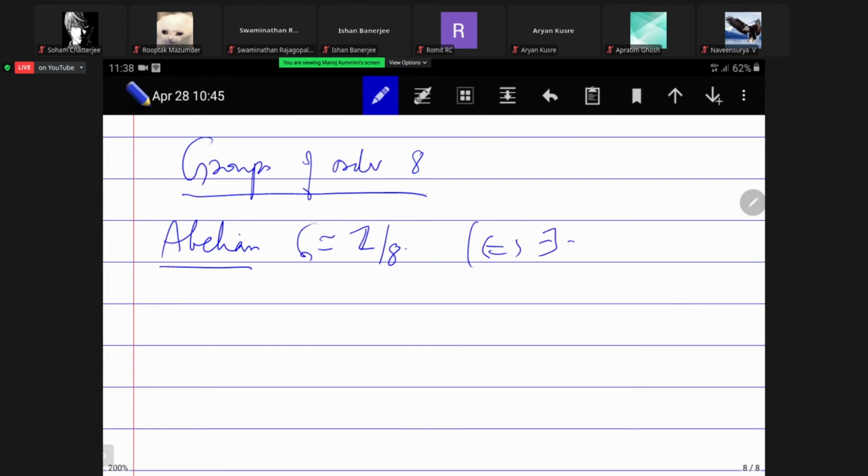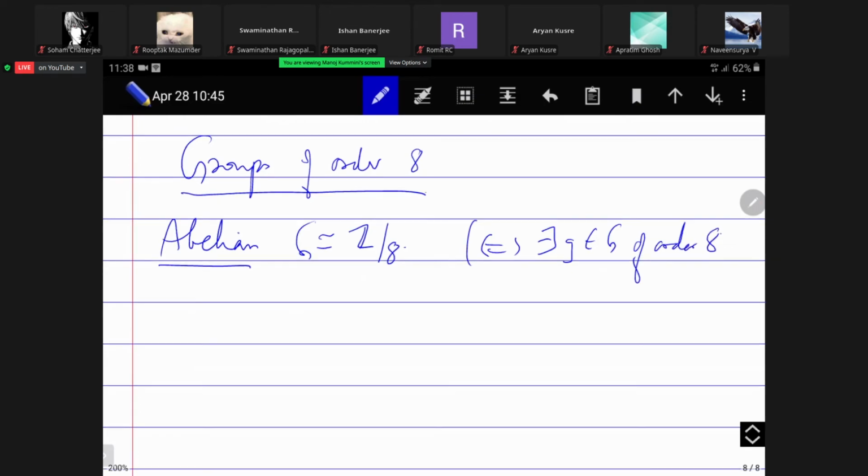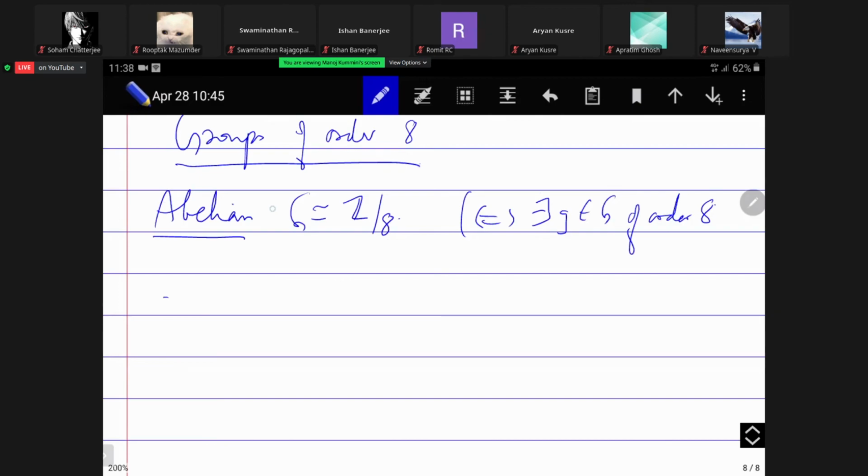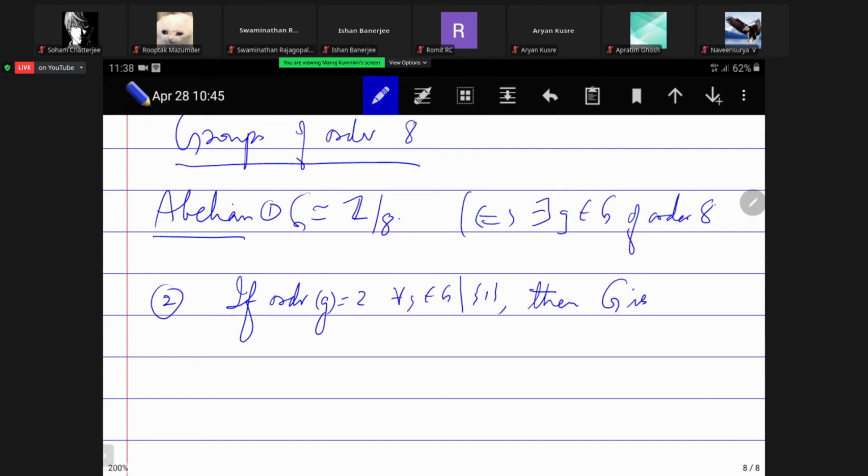There exists g in G of order 8. If so, this is one case. Another case is if the order of g is 2 for all g in G but not the identity element, then we have seen that G is abelian. And moreover, in this case one can show that it is also isomorphic to Z mod 2Z cross Z mod 2Z cross Z mod 2Z. Okay, so those are two.